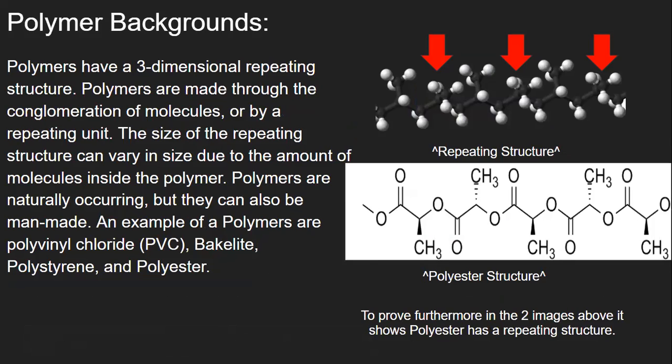Moving on, polymers have a three-dimensional repeating structure. Polymers are made through the conglomeration of molecules or by a repeating unit. The size of the repeating structure can vary due to the amount of molecules inside the polymer. Polymers are naturally occurring, but they can also be man-made. Examples of polymers are polyvinyl chloride or PVC, bakelite, polyurethane and polyester.